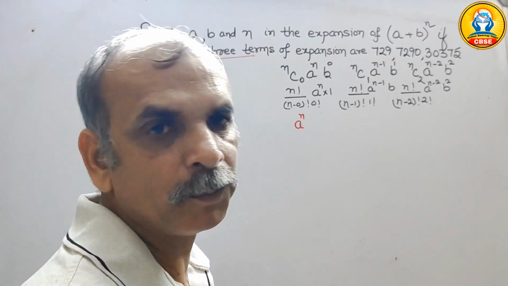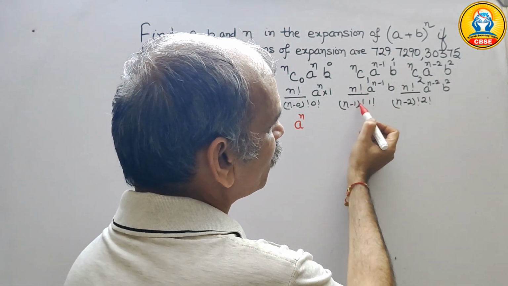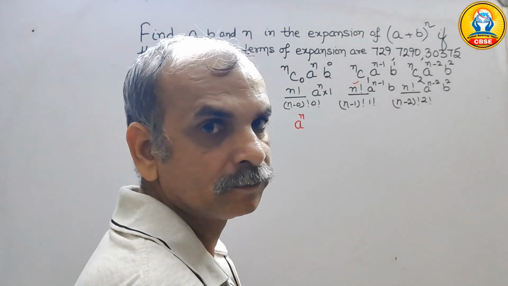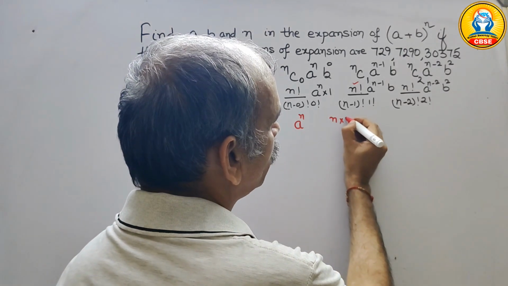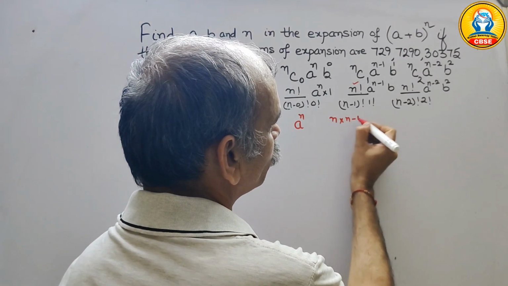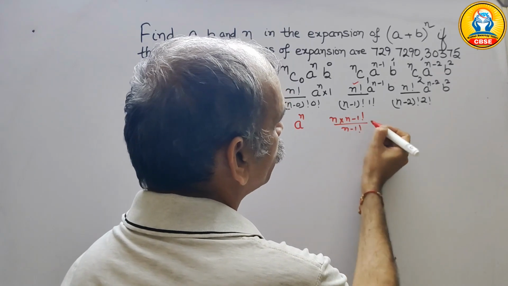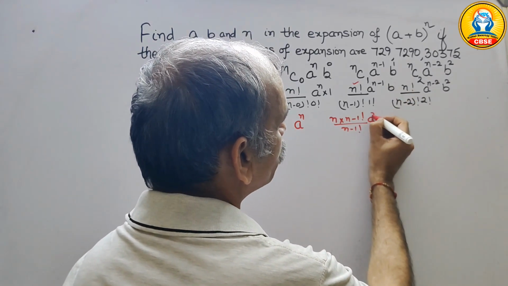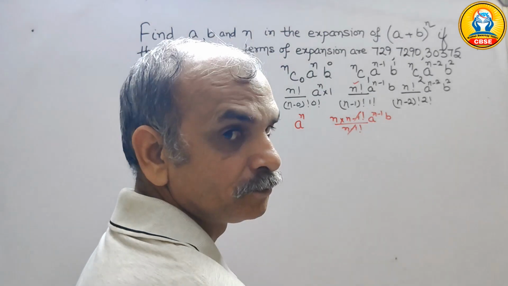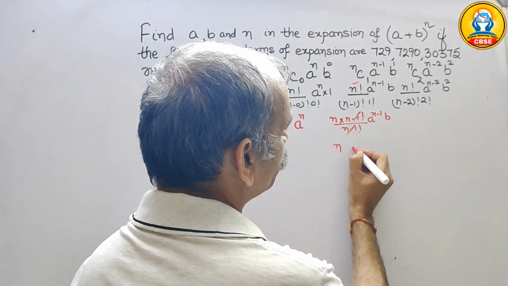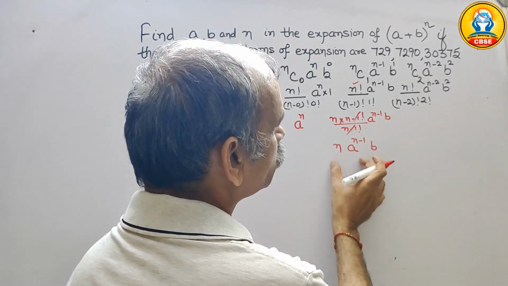Next, for term 2, what will it be? See this, this is n factorial, this is n minus 1. We will just expand this. So here it will come as n into (n minus 1) factorial by (n minus 1) factorial, into a to the power of n minus 1 and b. So this and this will go. You will get n, therefore you will get n a to the power of n minus 1 into b. This is your second term.